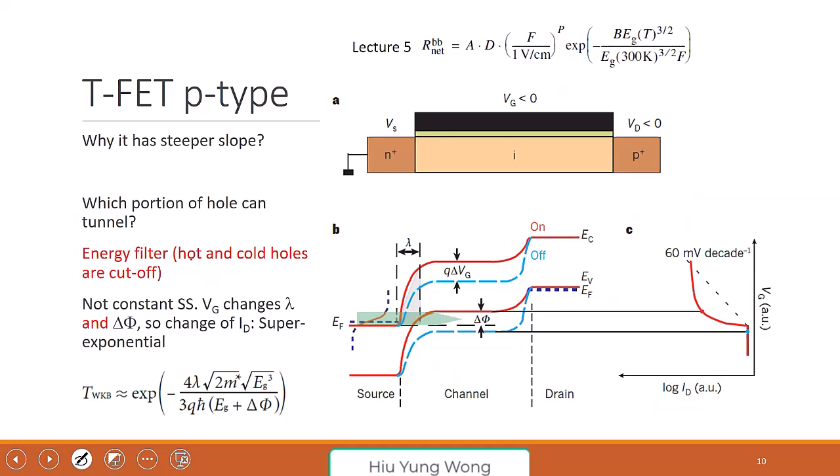A tunnel FET, for example, this is a p-type tunnel FET. What is a p-type tunnel? If you remember, what is a p-type MOSFET? Can someone tell me how you bias the source drain? What do you do for a p-type MOSFET? What do you bias to? What do you put as source? VDD. What do you put at drain? Ground. Something lower than VDD.